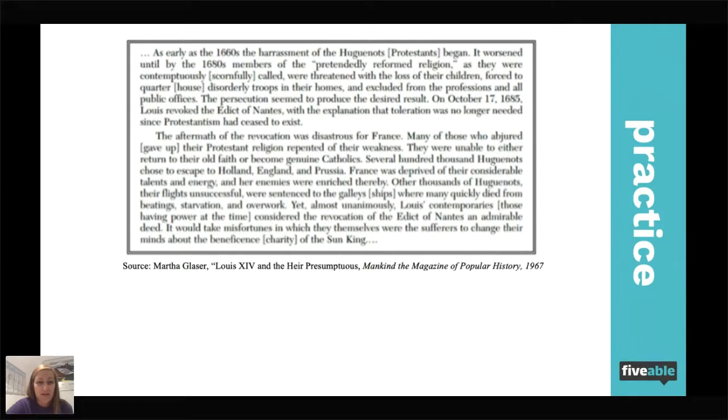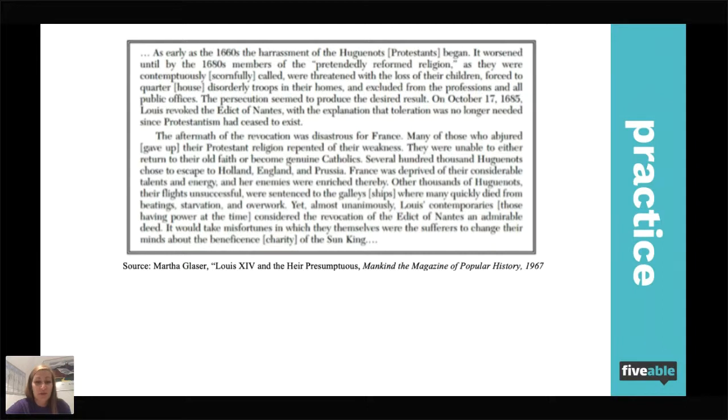The aftermath of the revocation was disastrous for France. Many of those who abjured or gave up their Protestant religion repented of their weakness. They were unable to either return to their old faith or become genuine Catholics. Several 100,000 Huguenots chose to escape to Holland, England, and Prussia. France was deprived of their considerable talents and energy, and her enemies were enriched thereby.